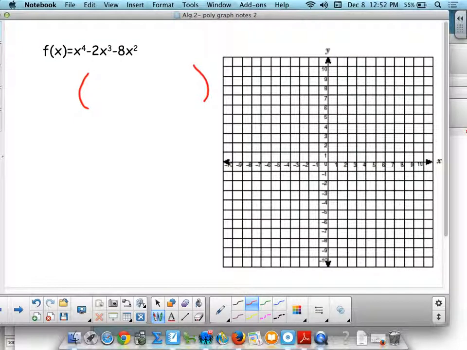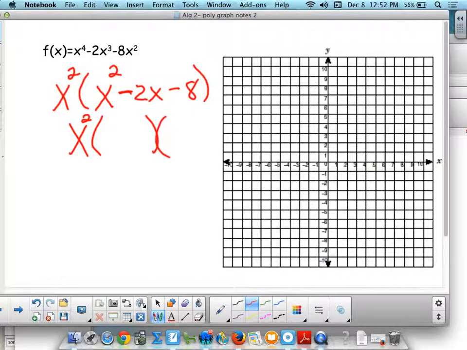So when you factor, Bryce, what did you take out? X squared. He took out x squared, the GCF. You can take out an x, but that's going to make life hard on you, so take out x squared. Okay, so what's left? X squared minus 2x minus 8. Okay, now you have a trinomial. Trinomials typically do factor into binomials.